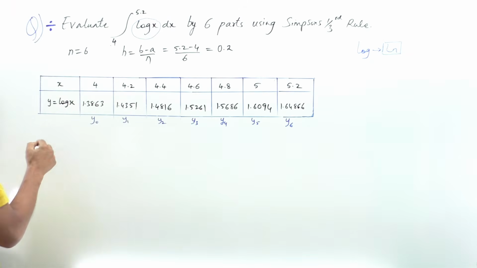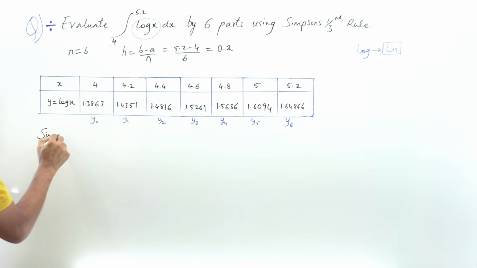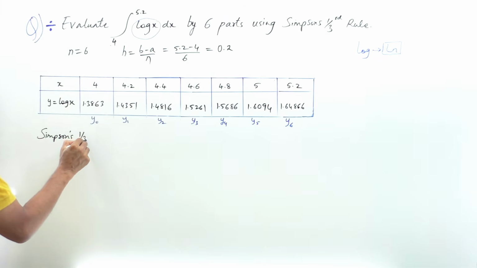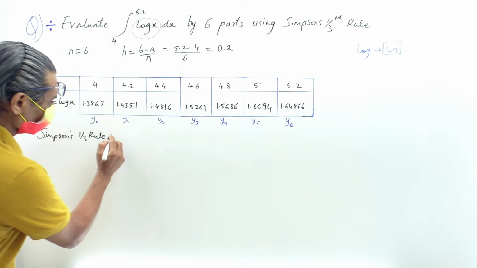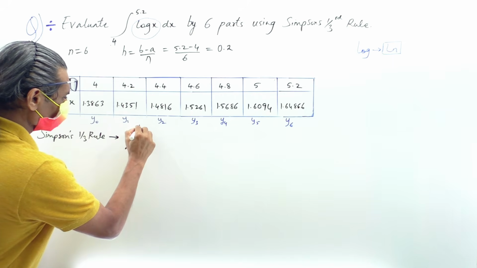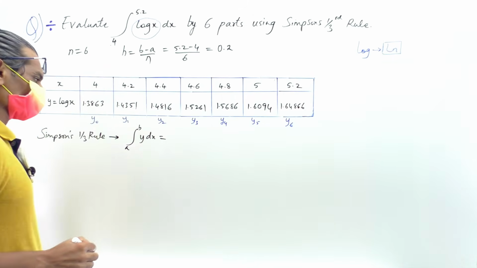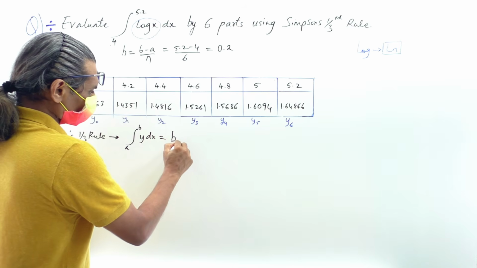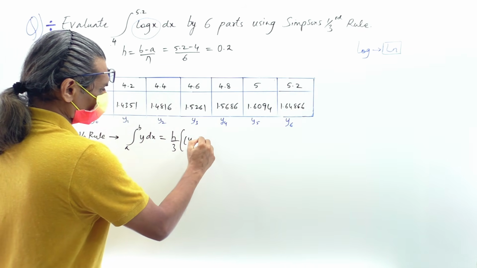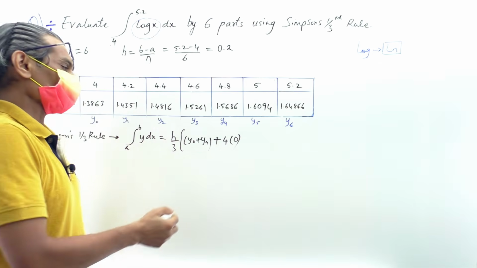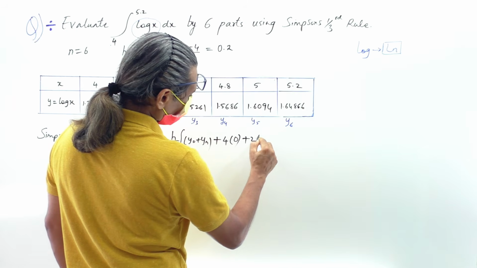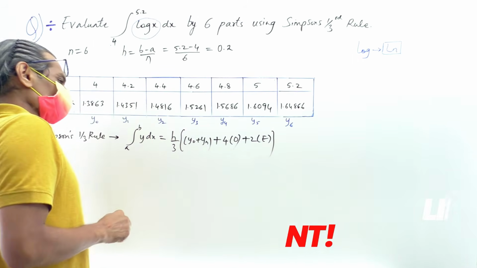So Simpson's one-third rule is used for multiples of 2: 2 2s are 4, 2 3s are 6. Simpson's one-third rule is what we can simply write as: integration of a to b y dx is equal to h by 3 into y0 plus yn plus 4 into all odds, I'll just explain that, plus 2 into all evens. This is a very simple formula to remember.